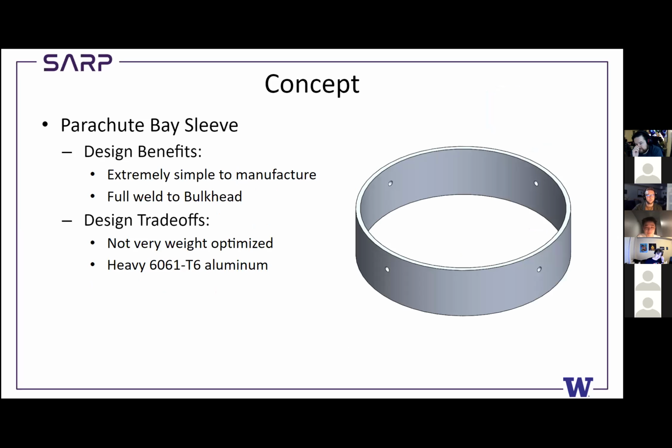Next, parachute base sleeve. Super simple part. Could probably machine it in a day if we had to. It's going to be fully welded to the bulkhead. It's essentially just an aluminum tube with 4 holes in it, and it integrates with the parachute bay.